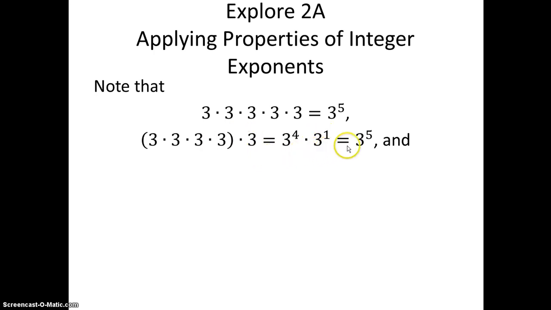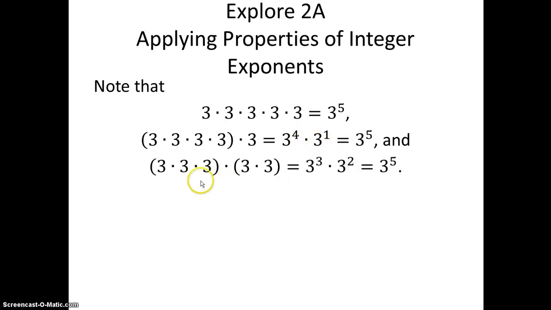Notice that I can combine these two powers here into 3 to the power 5. Similarly here, I can write this expression as 3 to the power 3. I can write this expression as 3 to the power 2. But notice all together I have 5 factors of 3, so I can write this as 3 to the 5. So all 3 of these expressions here I can write as 3 to the power 5.